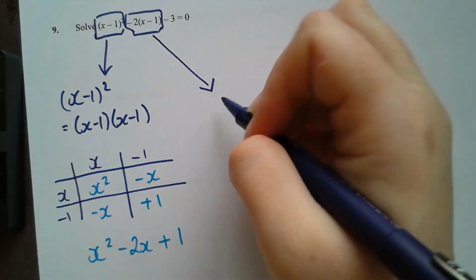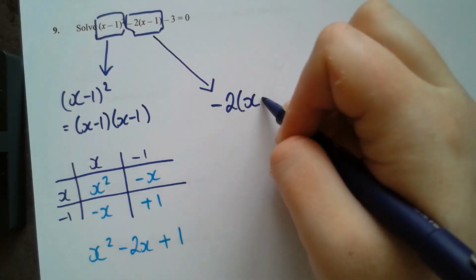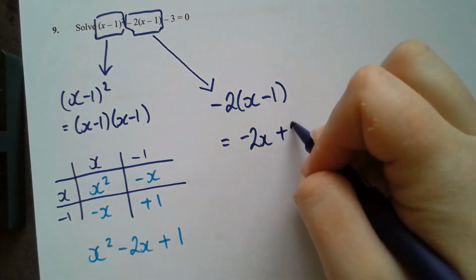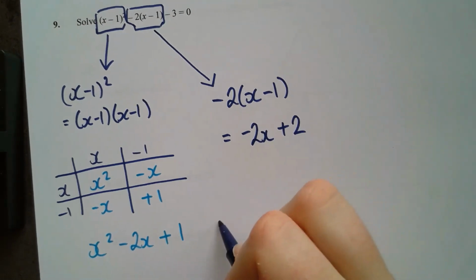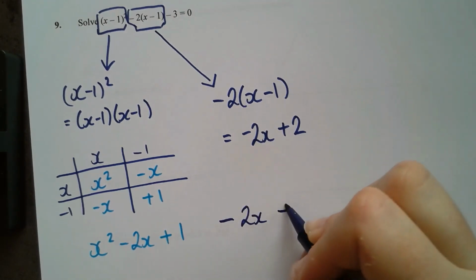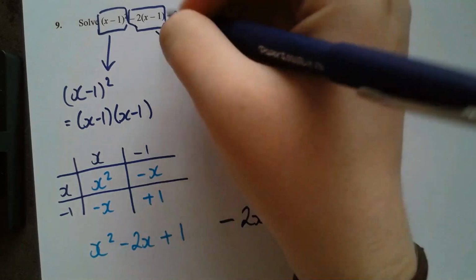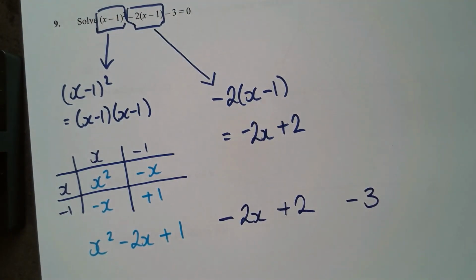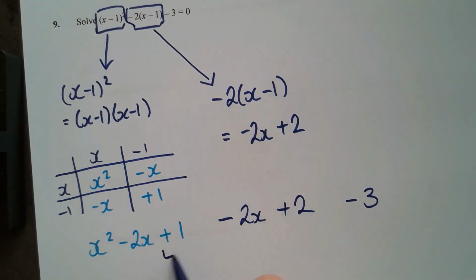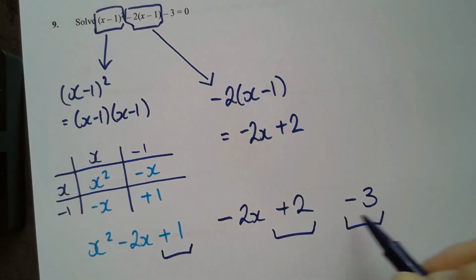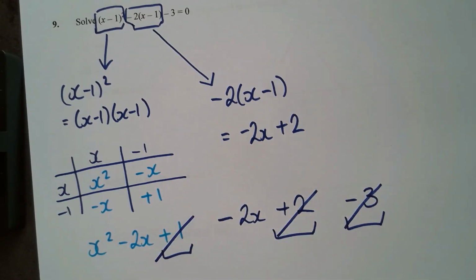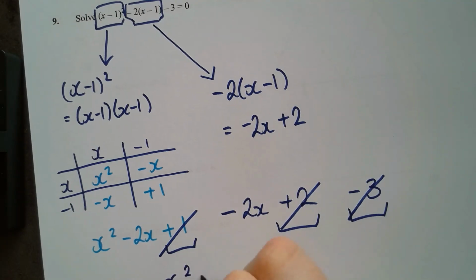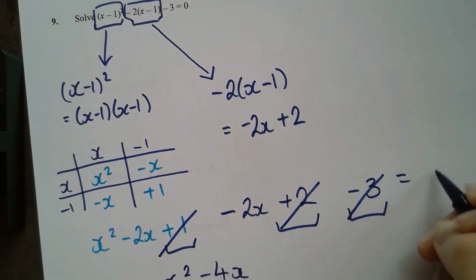And then I'm going to look at this next section, which is −2 multiplied by (x − 1). This is going to give me −2x + 2. So now I'm going to take away 2x and add 2. And then I've got to take away 3. To tidy all of this up, all I'm going to do is look at my numbers. So this is 3, take 3. Well, that means that they disappear. And that's going to leave us with x² − 4x, which is equal to 0.